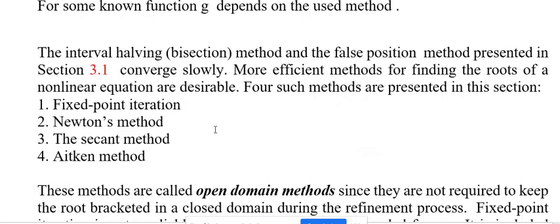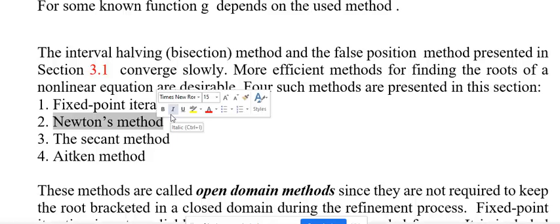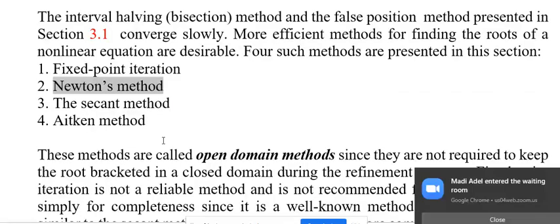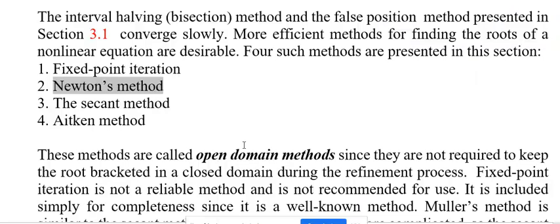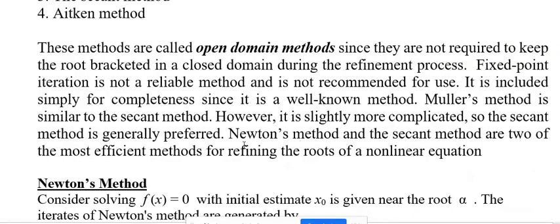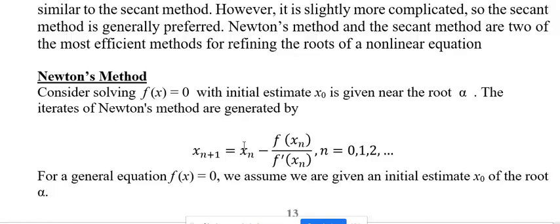And then we have some methods, we shall take from them the Newton method. The next item you must write in your note, Newton method. What is Newton method? The problem is solving f of x equals 0 with an initial estimate x naught. It may be near the root alpha.